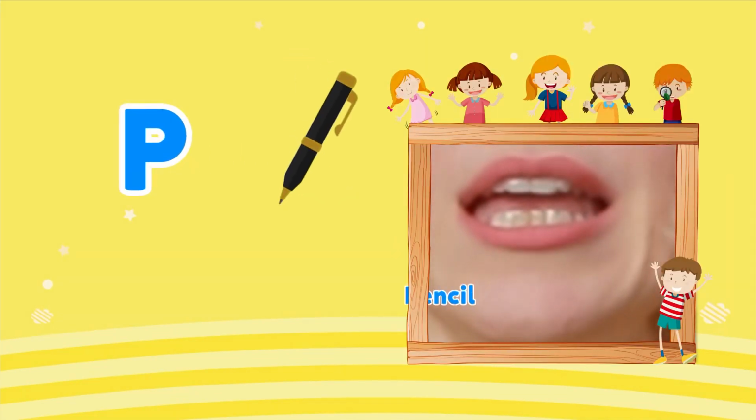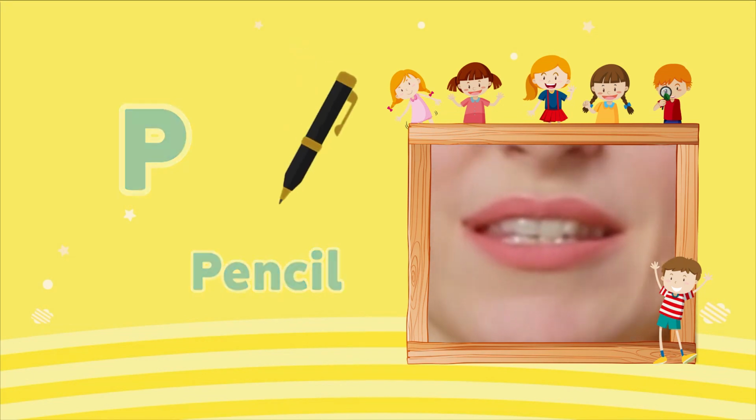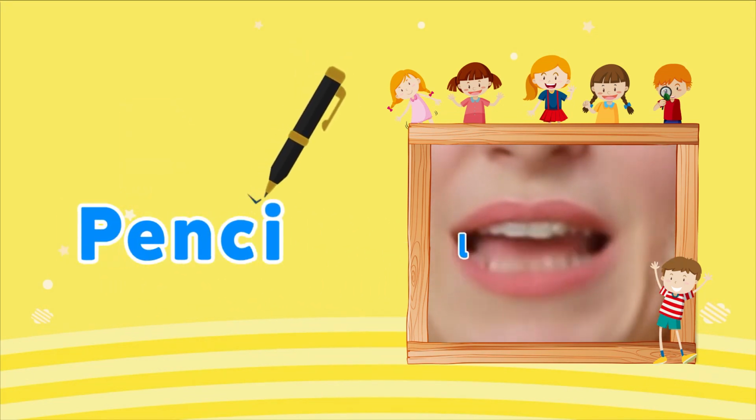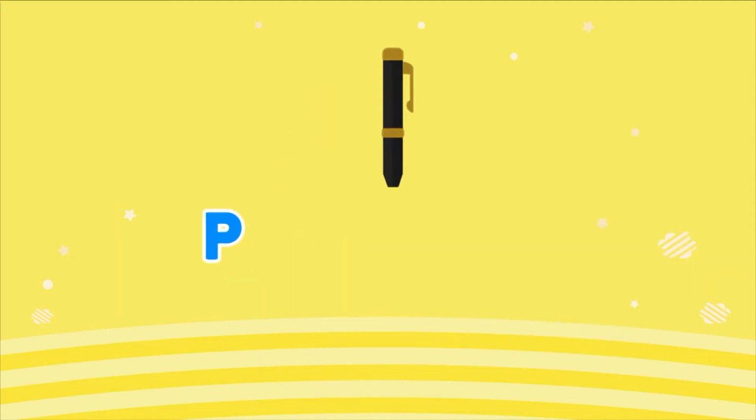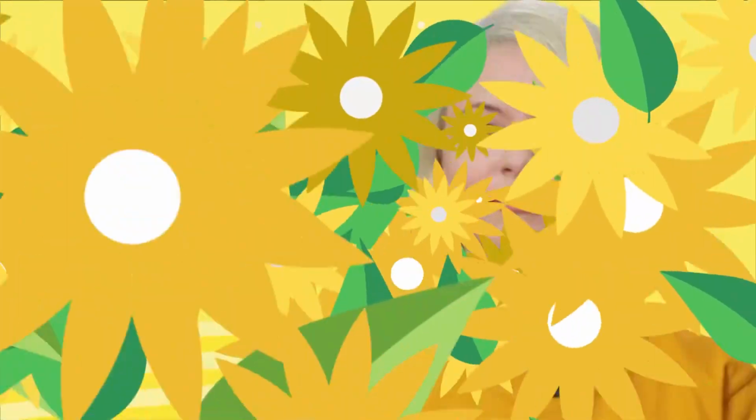H for hat. H, h, h, hat. H, A, T, hat. Repeat after me. H for hat. H, h, h, hat. H, A, T, hat.